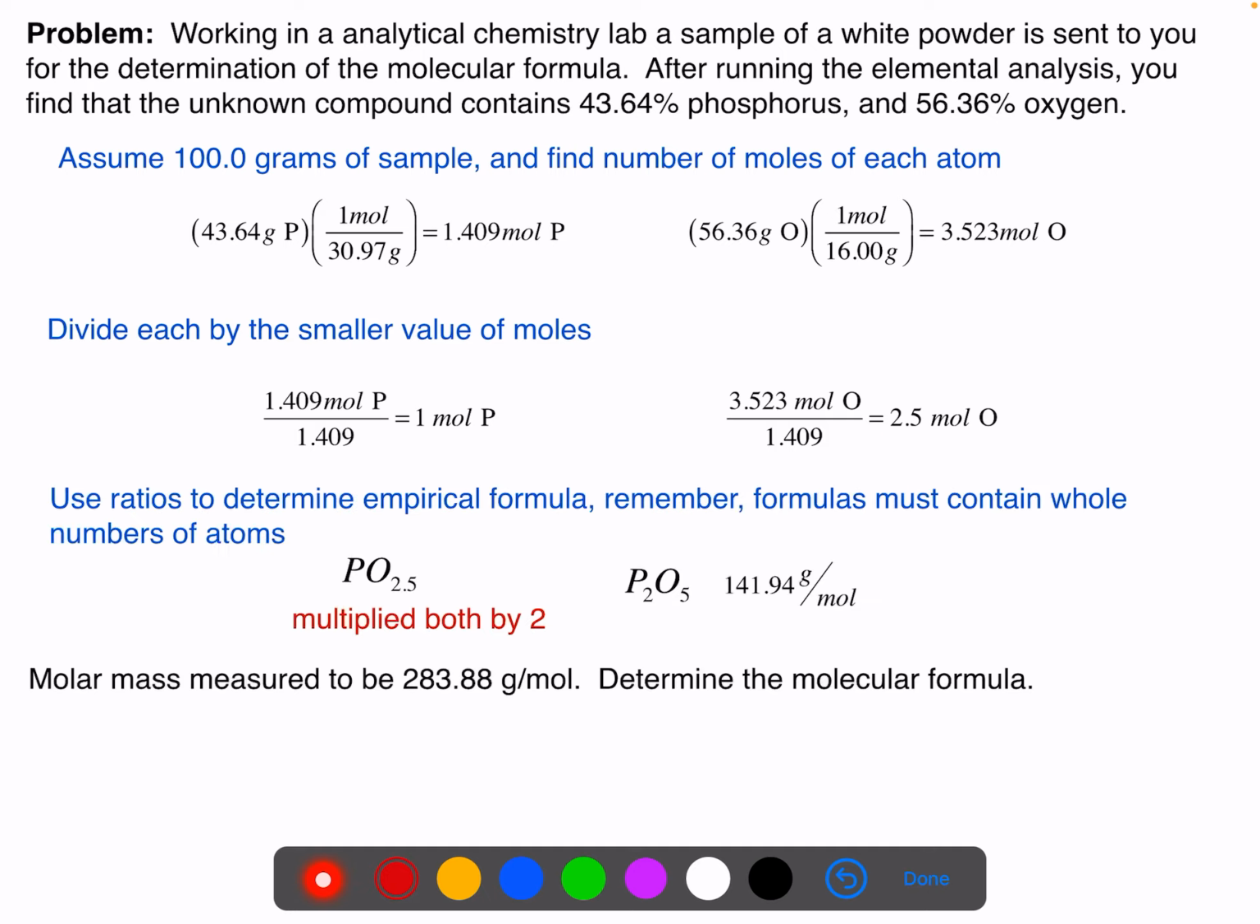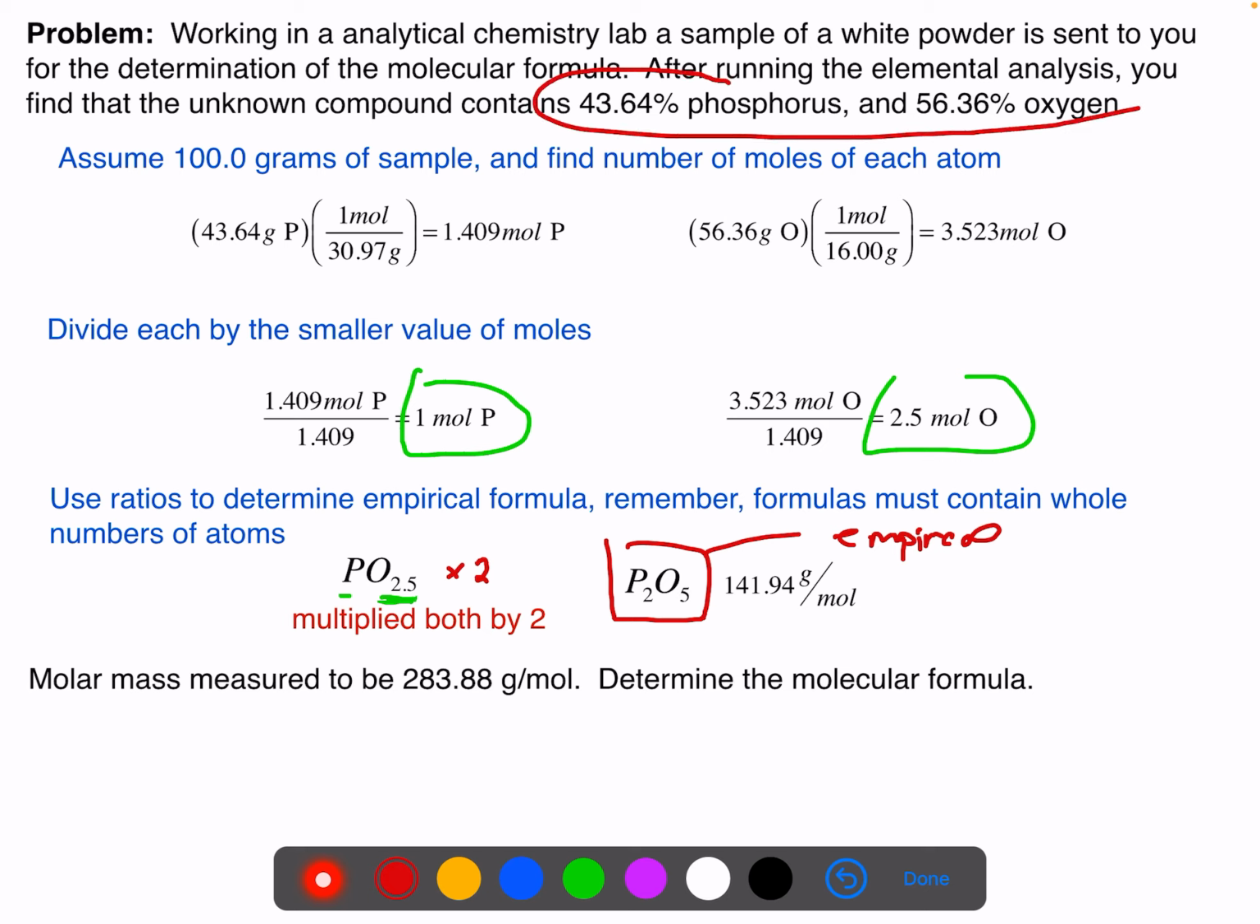We're then going to turn this into our empirical formula. And our empirical formula is really from these numbers. So we'd write it as PO2.5. But we can't have half an atom, right? So what we're going to do is go to the smallest whole number integer. We're really going to take this and multiply both by 2. And so we end up with P2O5. This is the empirical formula. So what we did was take the mass percentages and use them to find the empirical formula.